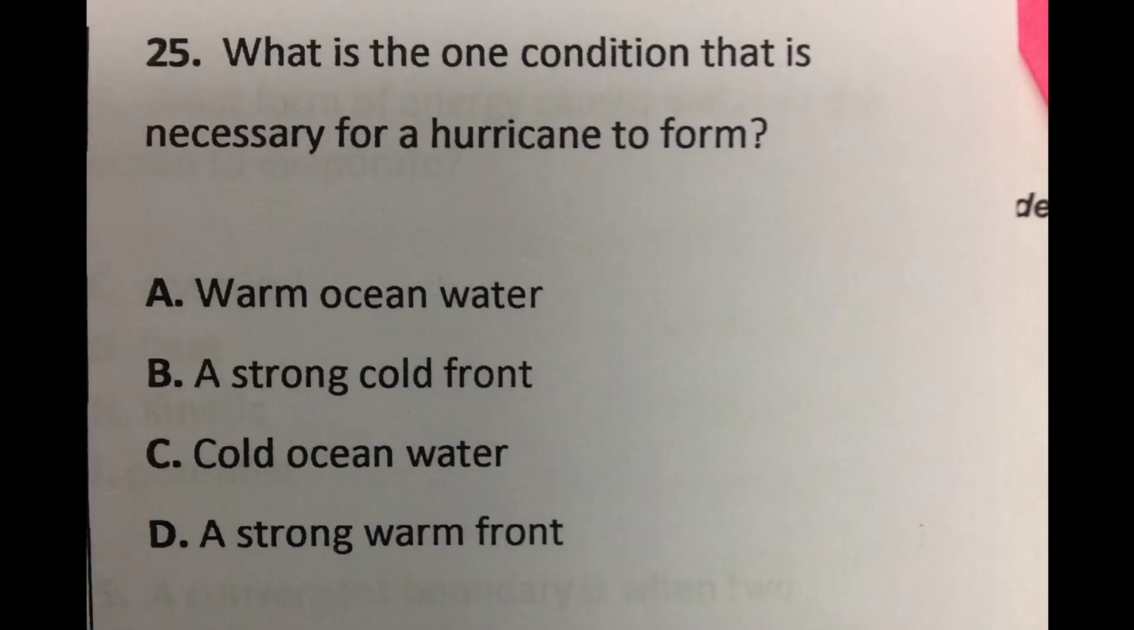Number 25. What is the one condition that is necessary for a hurricane to form? A. Warm ocean water. B. A strong cold front. C. Cold ocean water. Or D. A strong warm front.